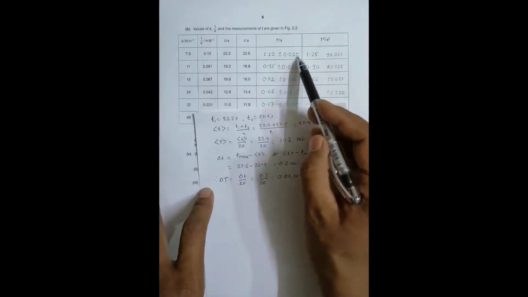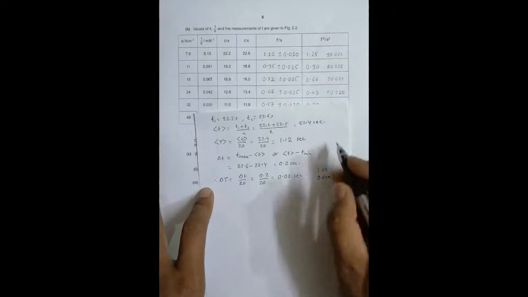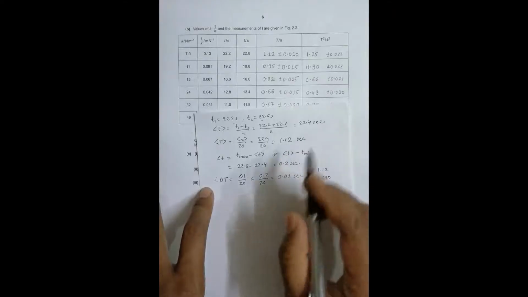So it is 0.010. Now this is 1.12. So the error is 0.010 and the quantity is 1.12. The error starts at the second place after the decimal, and this quantity ends at the second place after the decimal. So we don't need to do anything, it works. Now what you need is t square.